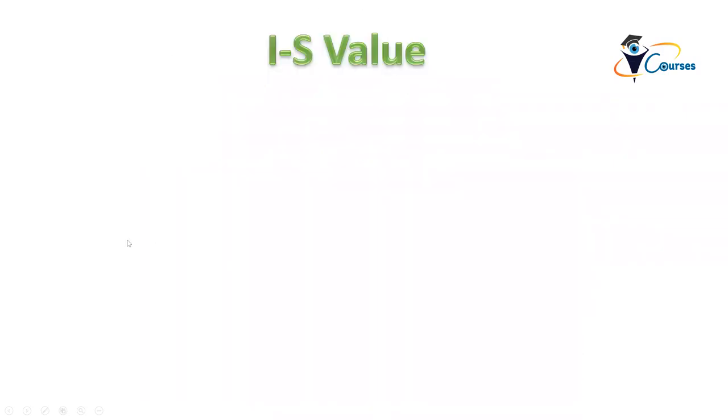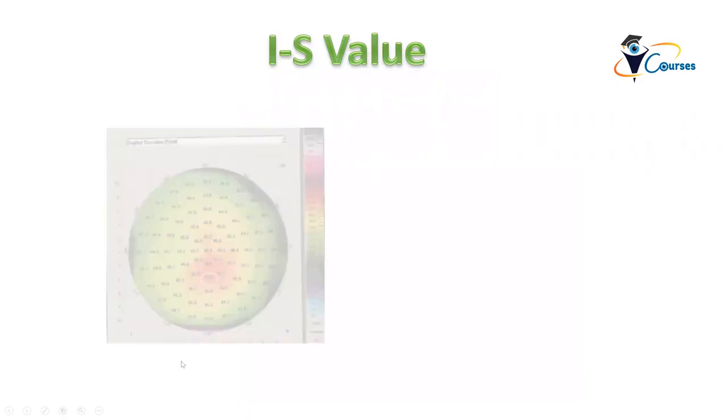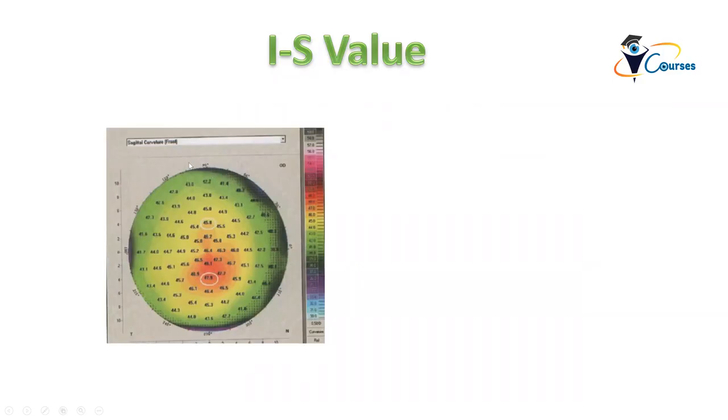The second thing is what's called the inferior minus superior value. What is the inferior minus superior value? If we have a curvature map here, we can see that there is a symmetrical bow tie with more steepness inferiorly. And these are the K readings above, and these are the K readings below. In inferior minus superior value, we take a horizontal line and a vertical line and calculate the value of 5 K readings above and 5 K readings below.